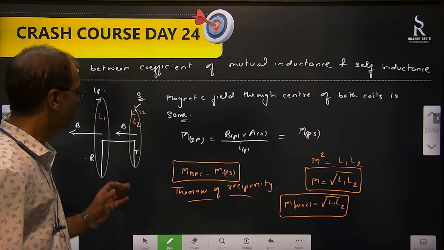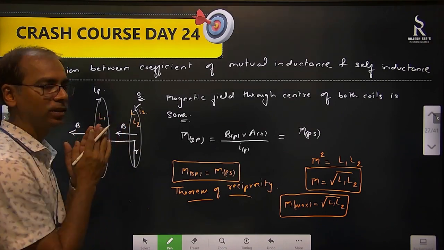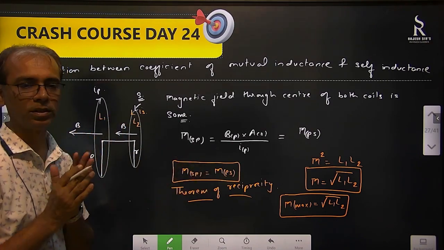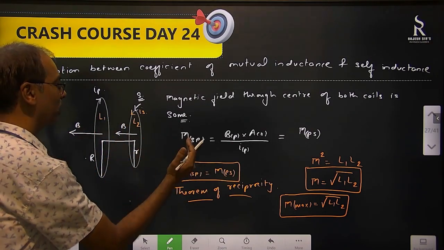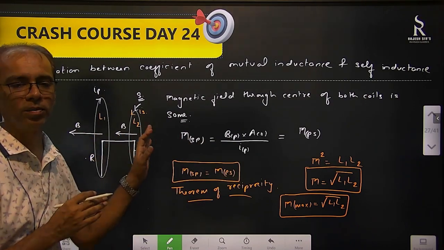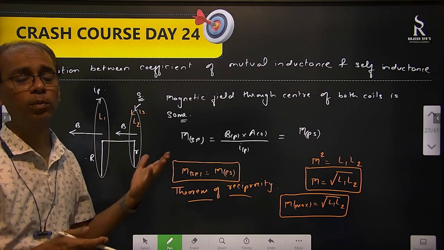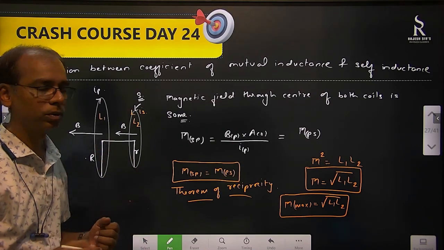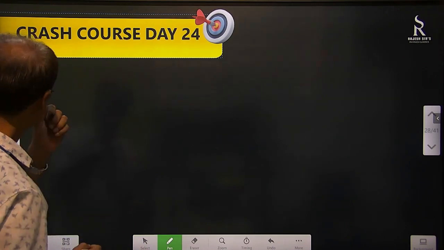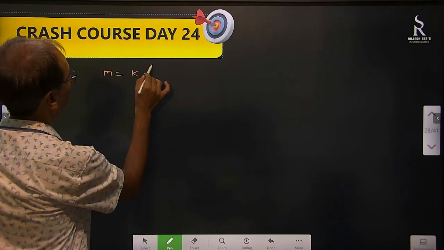As I told you, if the magnetic field through this one and this one is the same, then M is this. But if we have a certain distance, the magnetic field through this one will be different and through this one will be different. Then M will be a little less than root L1 L2. So how to define it? We write it like this: M is equal to K root L1 L2.